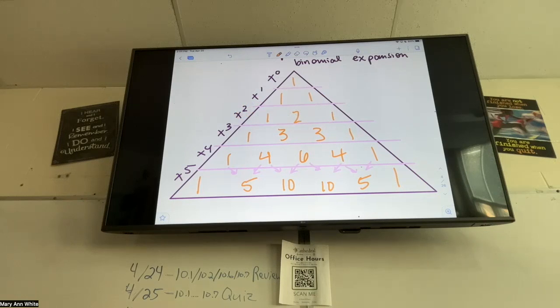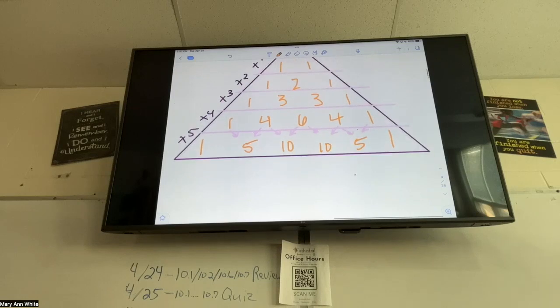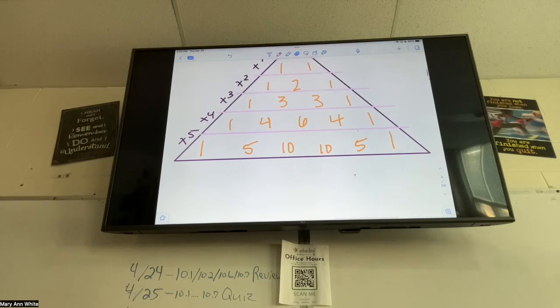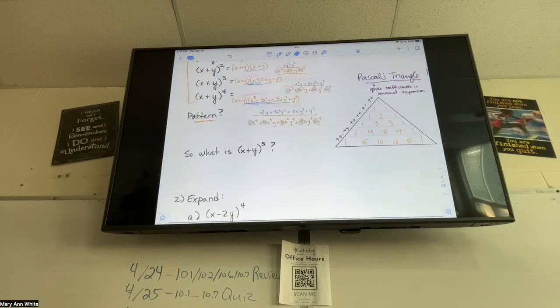And we could keep going. We could make this list. We could keep this tree going down forever. I don't have an x to the 6 or x to the 7, but I could keep going if I wanted to. And you just keep adding the 2 that are above it to get the number that you want to look at. We do not have to multiply out anymore. We're going to always use this for our coefficients.